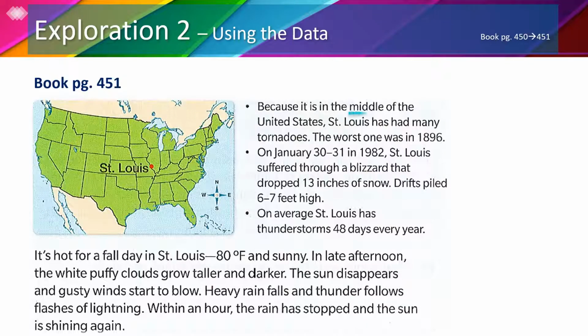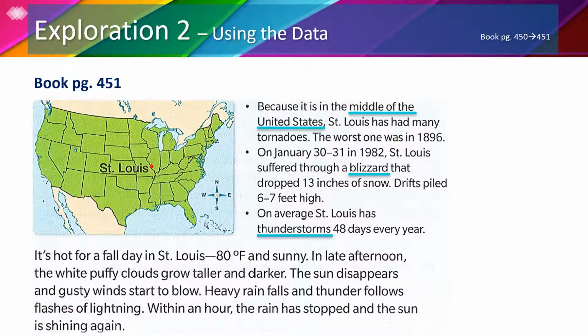Because it is in the middle of the United States, St. Louis has had many tornadoes. The worst one was in 1896. On January 30 to 31, in 1982, St. Louis suffered through a blizzard that dropped 13 inches of snow, drifts piled 6 to 7 feet high. On average, St. Louis has thunderstorms 48 days every year.